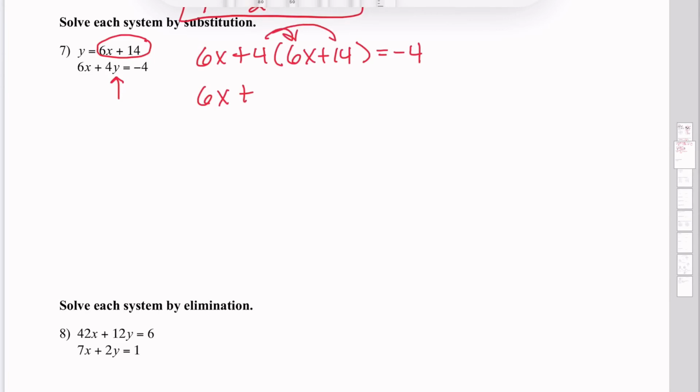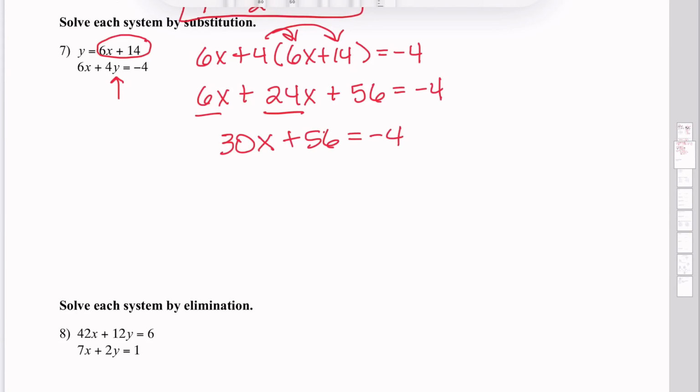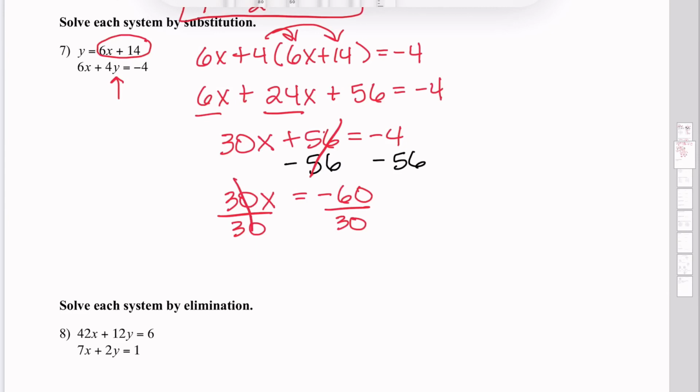Distribute the 4 into each term in the parentheses. And we're just going to add like terms. We're going to subtract 56 from both sides. They cancel out, leaving us with 30x equals negative 60. Divide everything by 30 to isolate your x. We get that x equals negative 2.